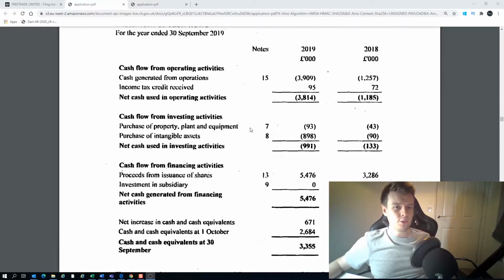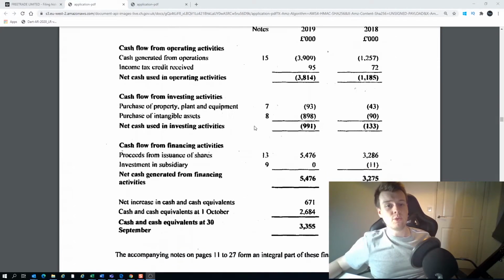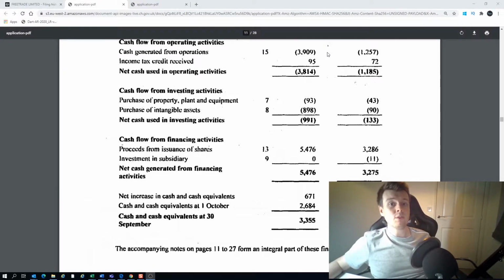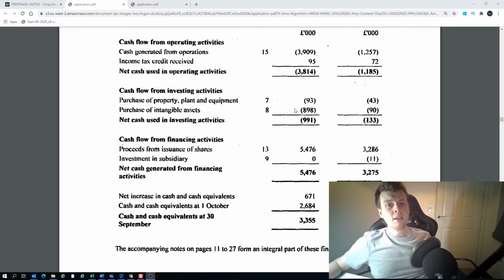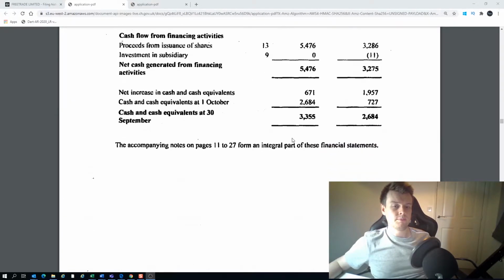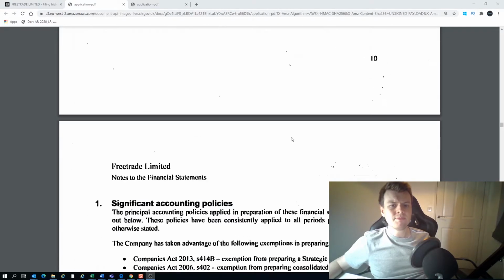You've then got the cash flow, which gives you an insight into what this entity is doing in terms of generating cash, but also spending cash. And how does that look throughout the year? So here we can see they paid out 3.9 million of cash through their operations, which is basically buying and selling things. They've purchased a bit of fixed assets, a bit of intangibles. They got some money in from issuing shares, and they basically got an increase of 671,000 to their previous year's cash balance of 2.7 million. So yeah, pretty decent. They're getting cash in, right?